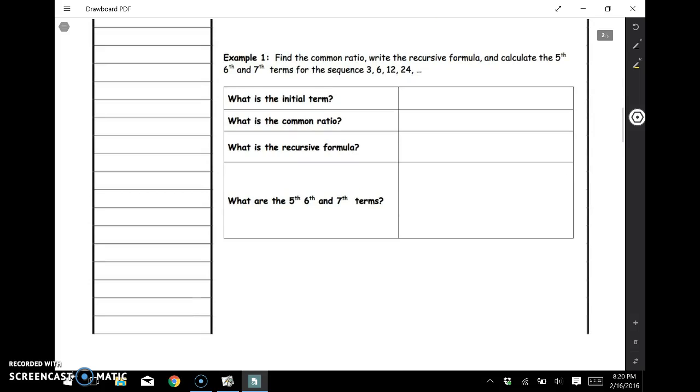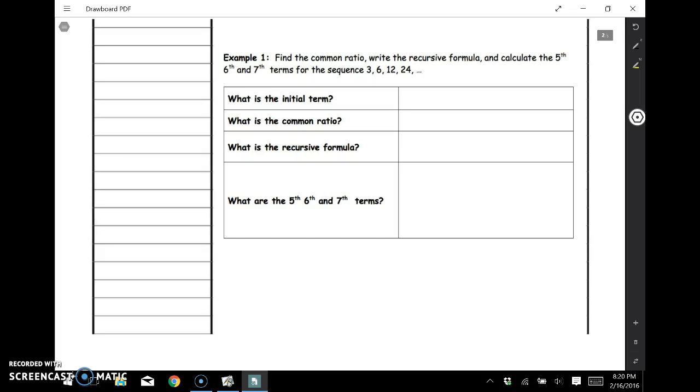Example 1: find the common ratio, write the recursive formula, and calculate the 5th, 6th, and 7th terms of the sequence. So I have the sequence 3, 6, 12, 24. If you're still stuck in the arithmetic sequence, you're like, okay, I can get from 3 to 6 by adding 3. And if I'm following the common difference of 3, that should be 9, but that's actually 12. So this one doesn't work. Okay, so let's move on to our next possible sequence. Instead of adding a common difference, we're going to be multiplying.